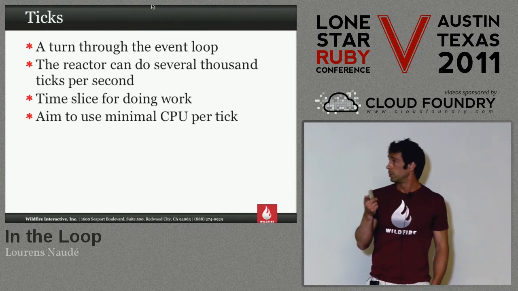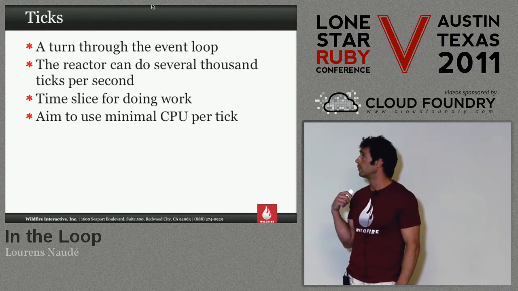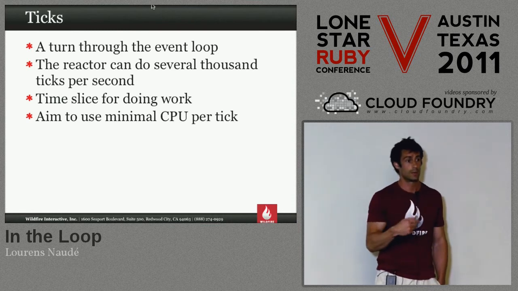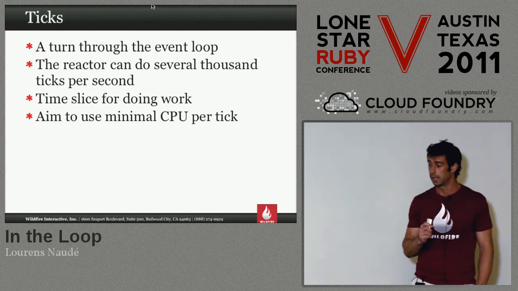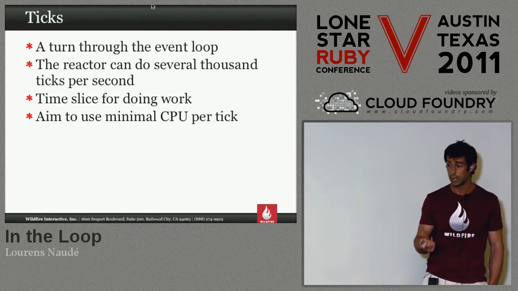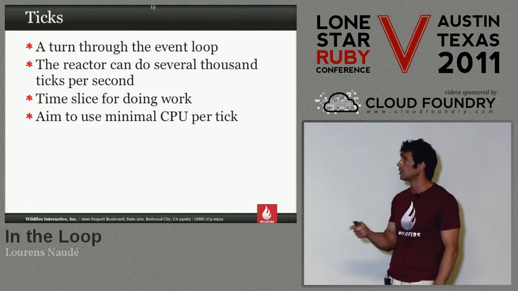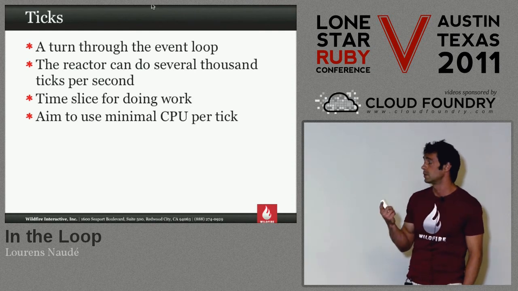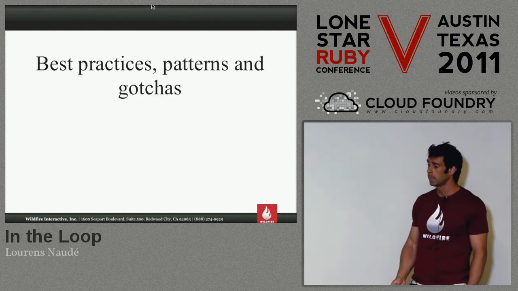Each turn through the event loop we refer to as a tick. It normally can do several thousand of these per second. Each tick through the event loop is a time slice, an opportunity for doing work. And each of these ticks should use a minimal amount of CPU time.